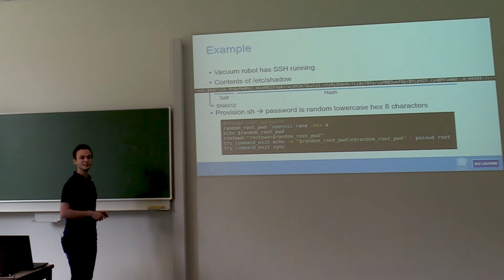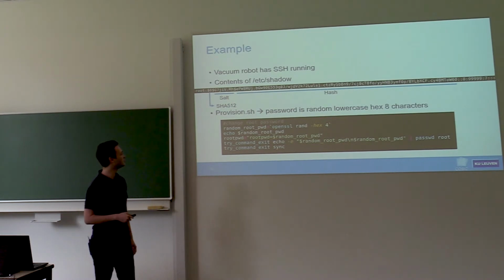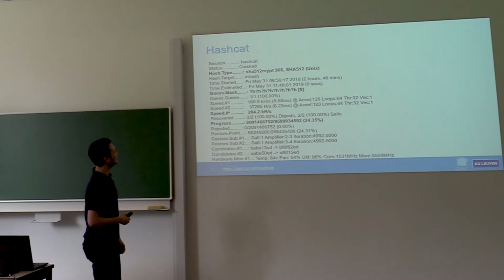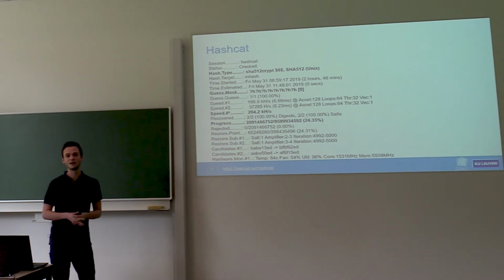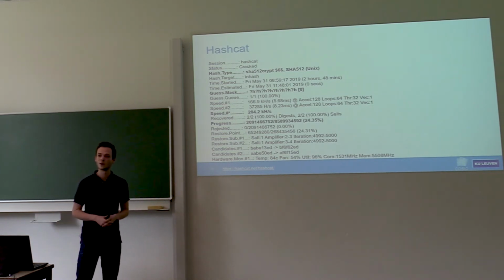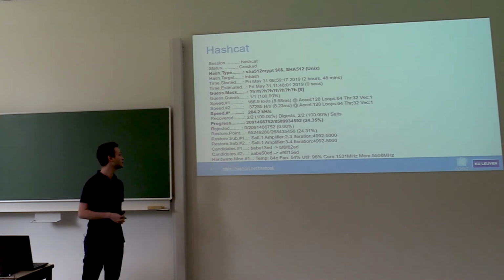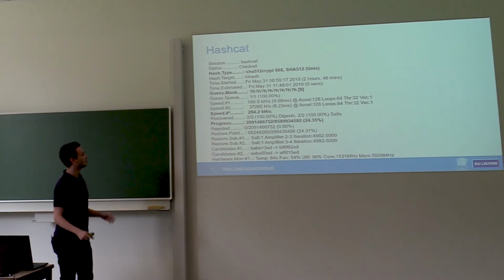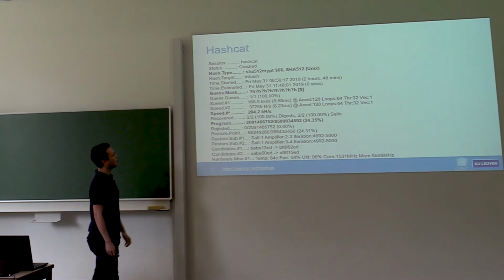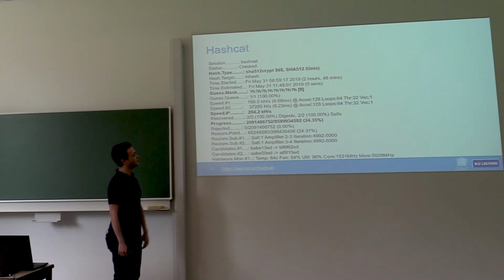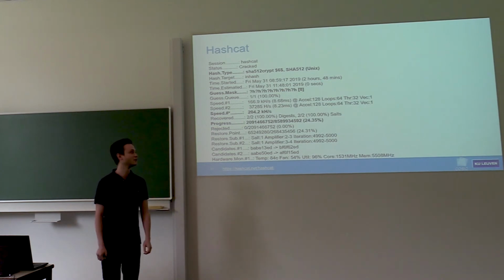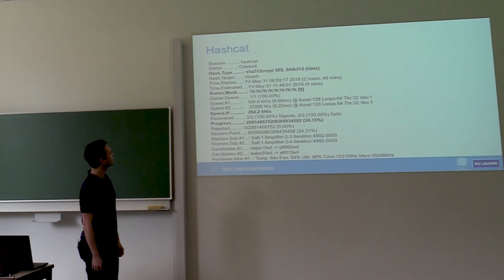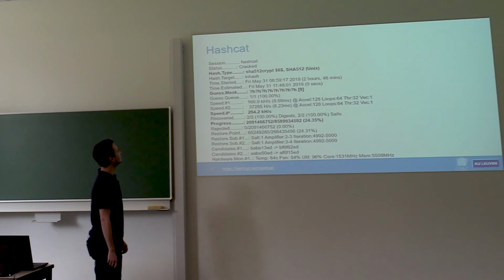And of course, knowing this, it's a lot easier to brute force this password. So we can use a tool called Hashcat. Hashcat has a lot of highly efficient implementations of hash functions, with implementations for GPUs. And we happen to have a machine with a quite powerful GPU. So it was able to brute force this password in about 2 hours, 48 minutes.